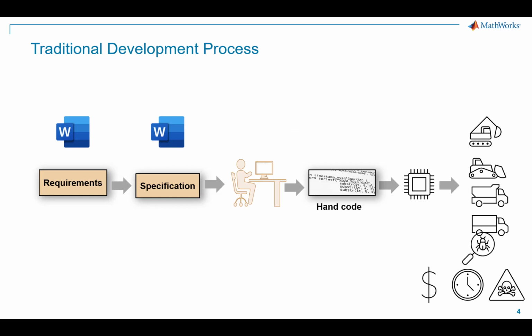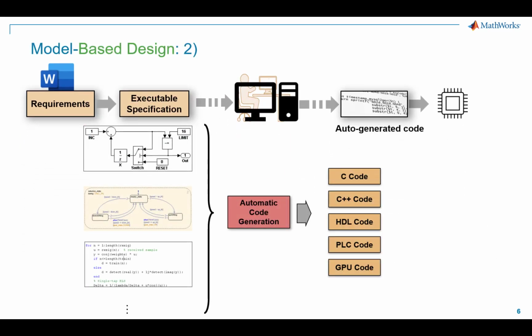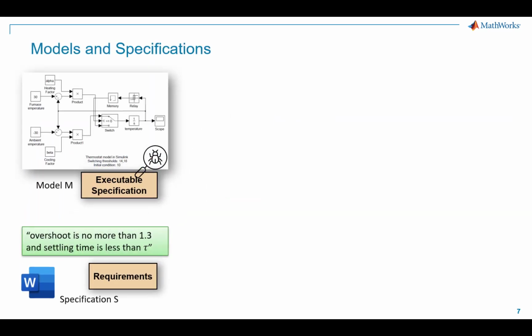Compared to the traditional development process where mistakes are often found late in the development cycle, the goal of model-based design is to create computational models which serve as executable specifications so that the mistakes can be found earlier in the development cycle. And then subsequently, automatic code generation turns that executable specification into auto-generated code that then can be deployed onto the hardware.